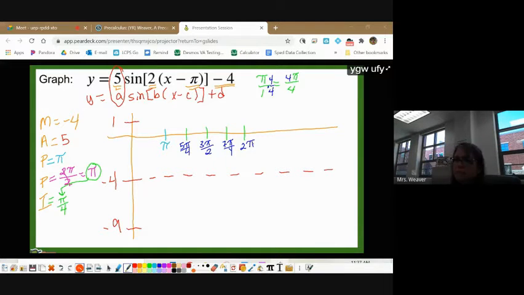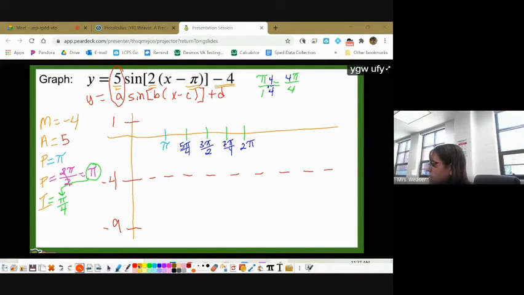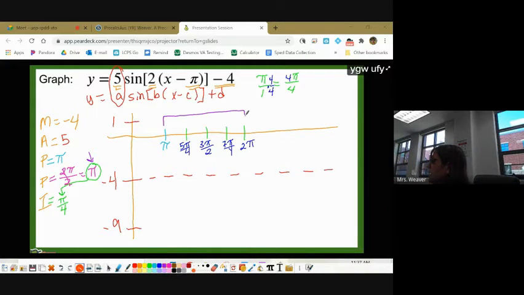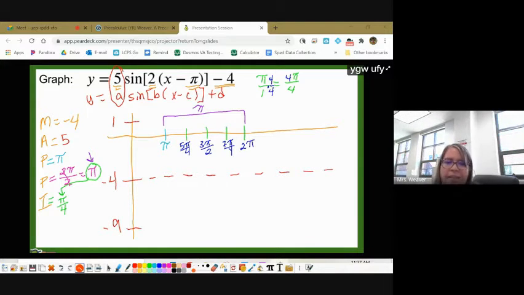Now this is where we can use our period to check that we counted and have our interval right. The period is how long it takes to complete one full cycle. So it should take us pi units to complete a full cycle. Since our cycle started at pi and it's ending at 2 pi, did it take pi units to get through one full cycle? It sure did. So that lets us know, okay, yes, I counted my interval right. I have it correct. It is going to be a period of pi units.